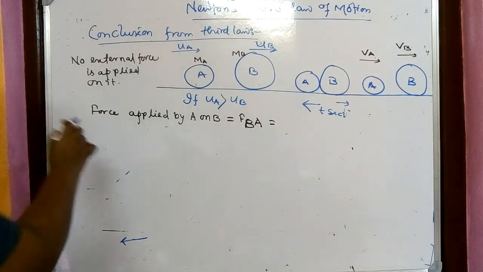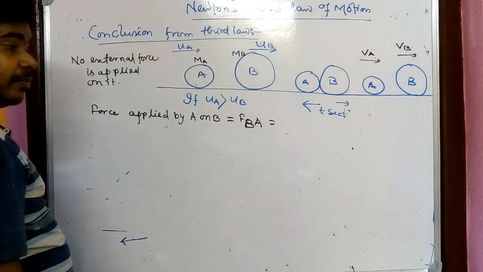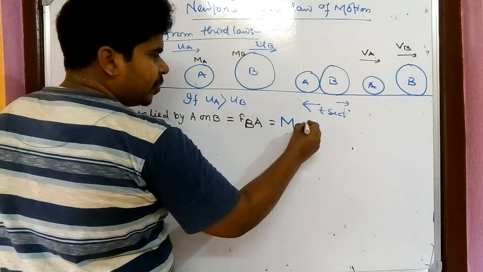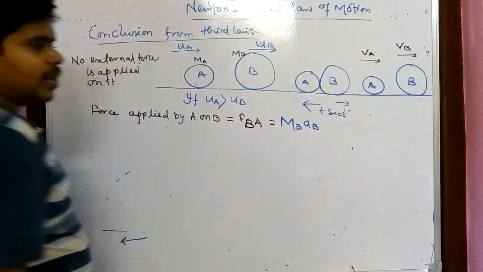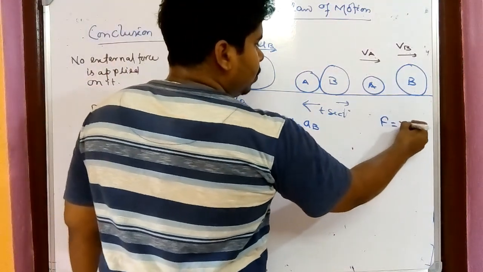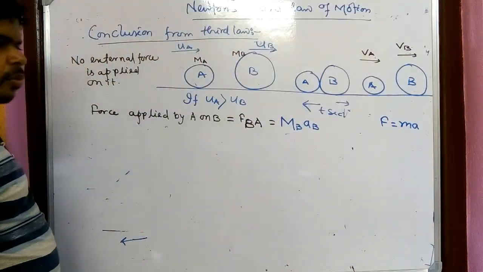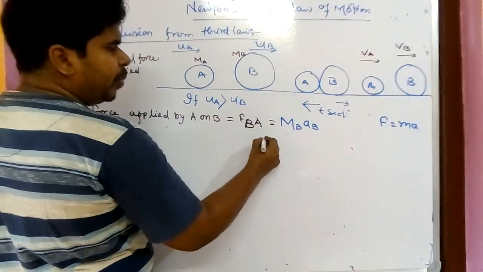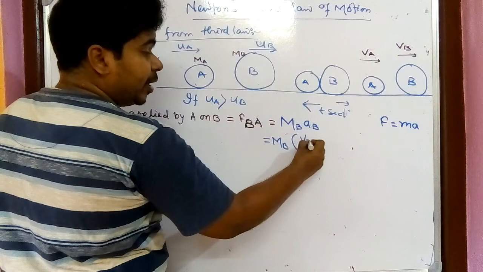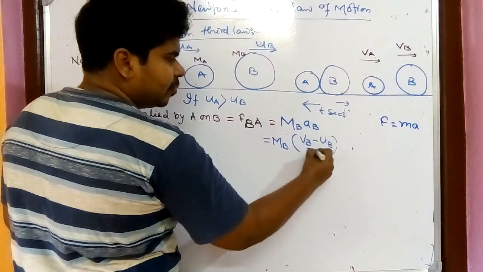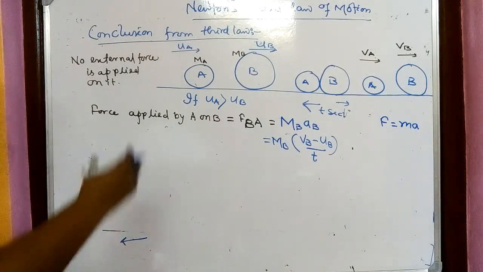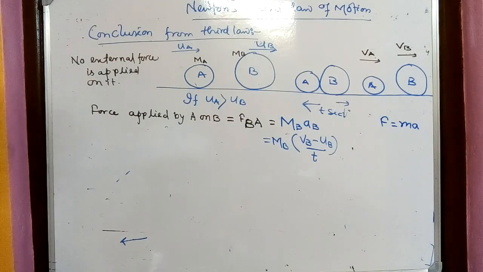So, force applied by A on B. If I am talking about force on B, that should be mass of B into acceleration of B, MB into AB, because we know that force equals mass into acceleration. So what will the acceleration of B be? Simple thing: acceleration equals VB minus UB by T. That is the force applied by A on B.